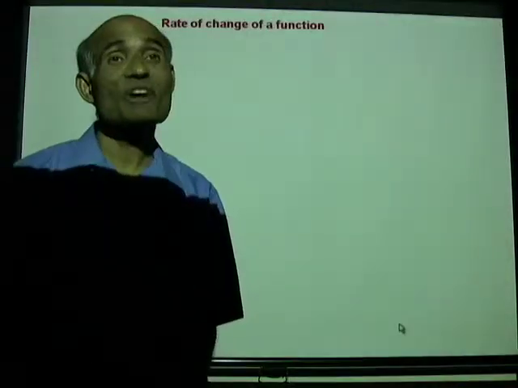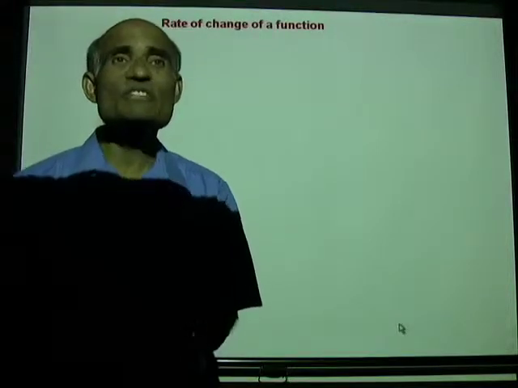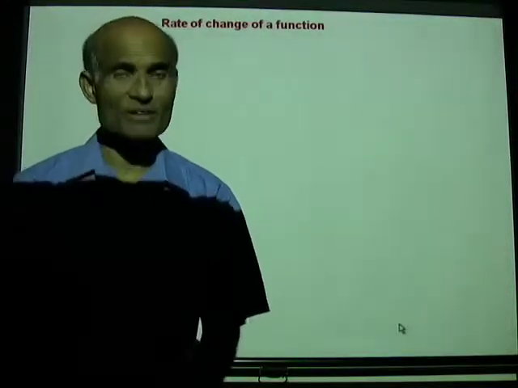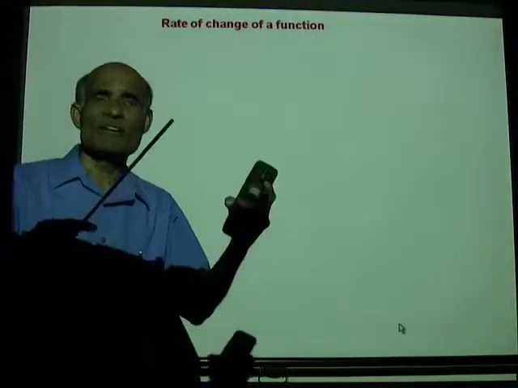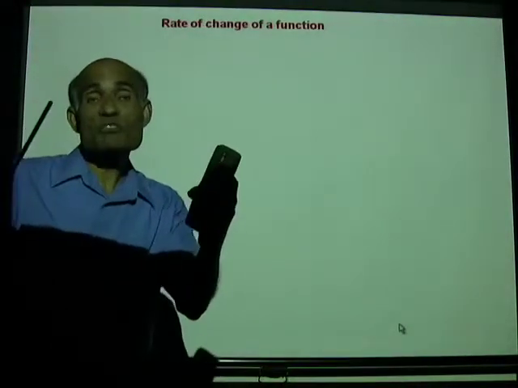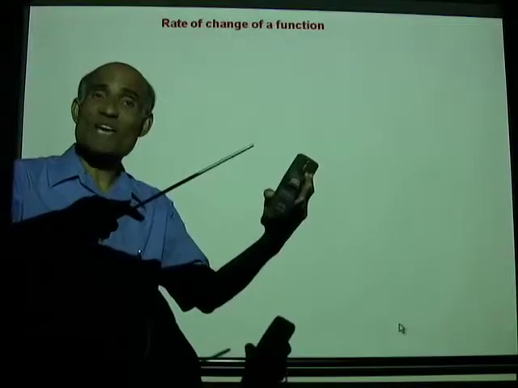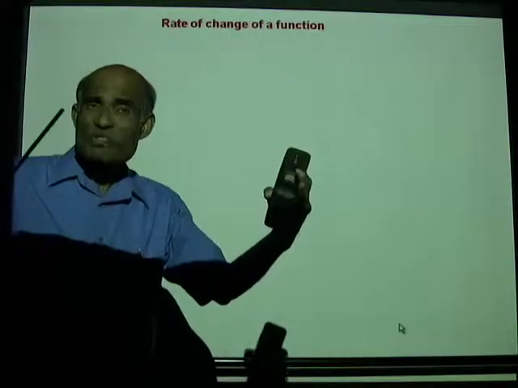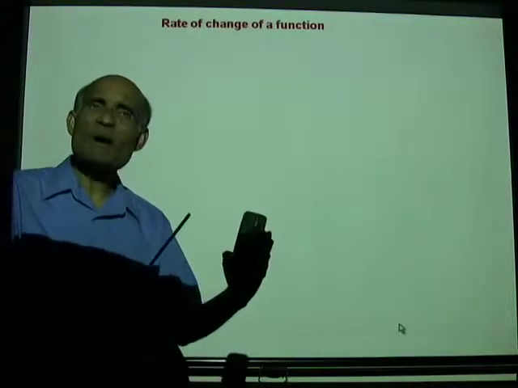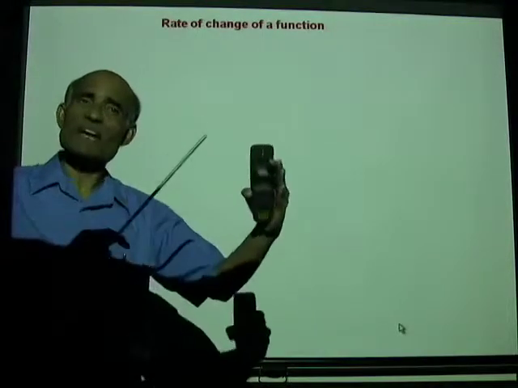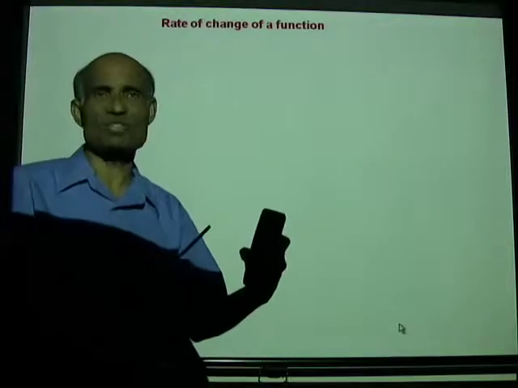We will now discuss the meaning of rate of change of a function. What does rate of change of a function mean? When input changes, the output also changes. So the rate of change means the change in the output divided by the change in the input. That is what we call rate of change.